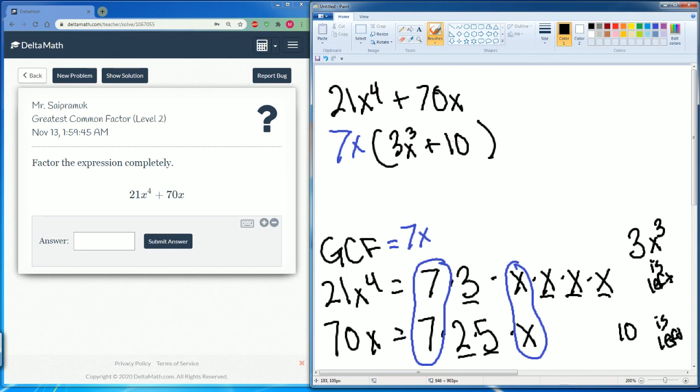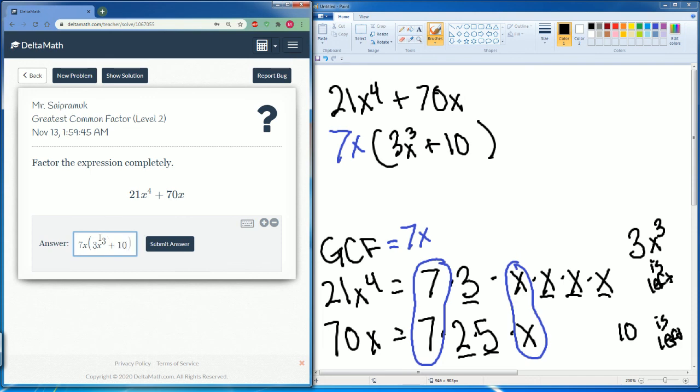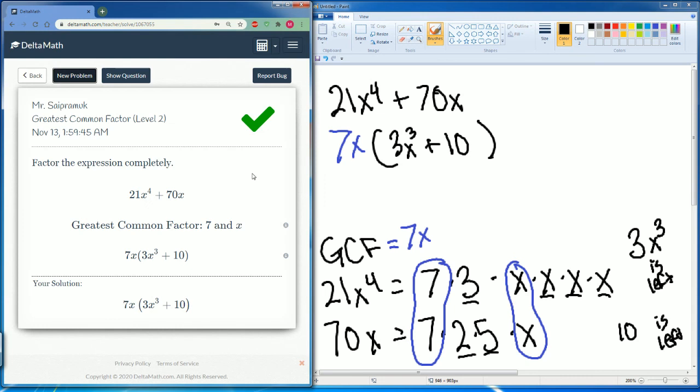All right, so let's check that answer. 7x parentheses 3x cubed plus 10. Close the parentheses. All right, and that should get us our correct answer. All right, so there you go. That is everything that you need to do when it comes to the greatest common factor level 2.